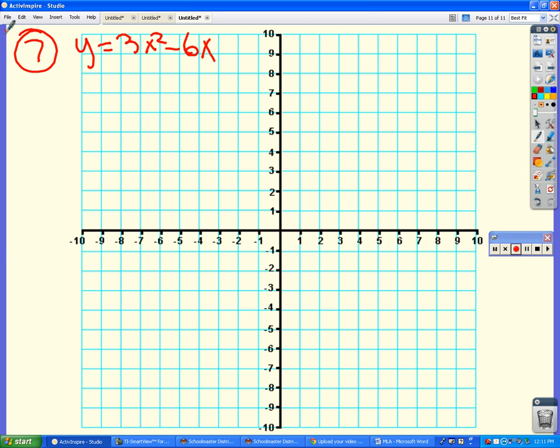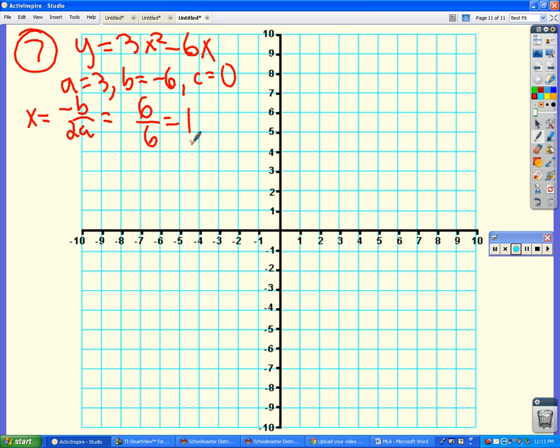Now for number 7, we finally get something going. Because in this problem, what does A equal? 3. And B equals? -6. And C equals? 0. So now when we figure out what the opposite of B divided by 2A is, we're going to get an answer different from 0. If B is -6, then negative B, or the opposite of B, is 6. A is 3, which means that 2A is 6. So that means the x-coordinate of our axis of symmetry is 1.